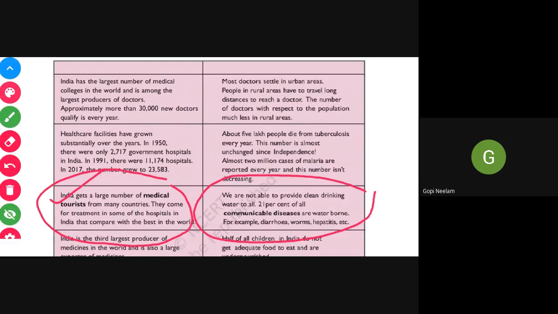And 21% of all communicable diseases. We discussed what communicable diseases mean. Communicable diseases are nothing but those which are contagious and can spread from person to person. These communicable diseases are waterborne and come through water. If water is not drinking water, not purified water, through the water we'll get a lot of diseases like diarrhea, worms, hepatitis, right?